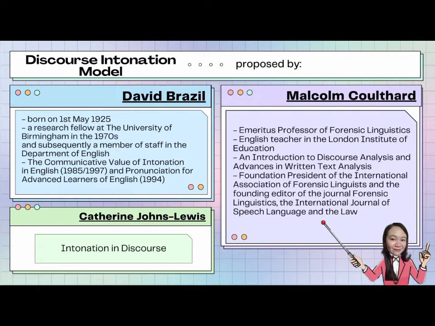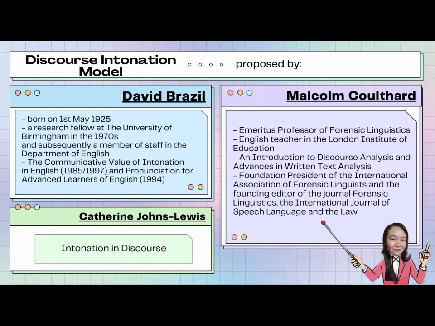Some of his great works include The Communicative Value of Intonation in English, which was published in 1985 and revised in 1997. It also includes Pronunciation for Advanced Learners of English in 1994.